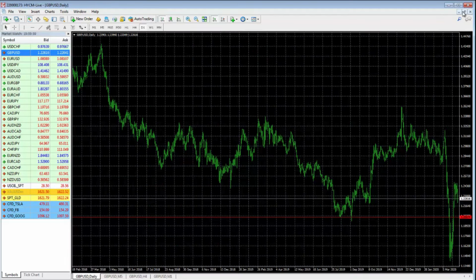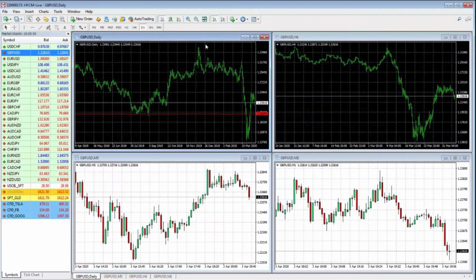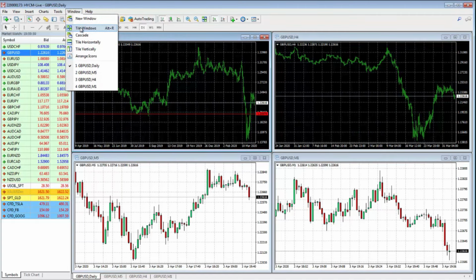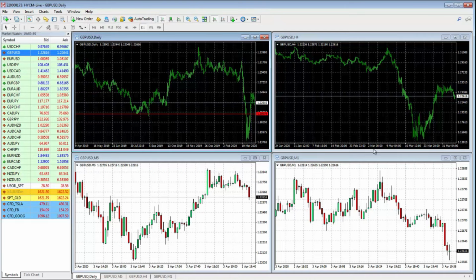I think they call it restore down, don't they? So I'll restore down, or you can go straight back into the MT4 and tile windows, and they'll put them all like this. So if you're watching a market, you can do it that way.